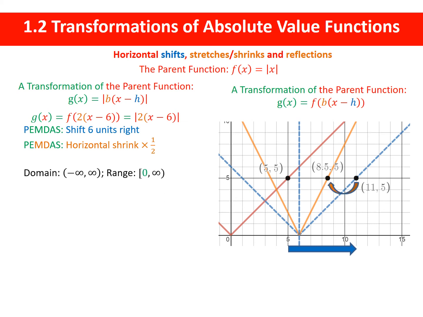Our domain is still unlimited, and our range still runs from 0 to infinity because we haven't reflected over the x-axis, nor have we shifted up or down.